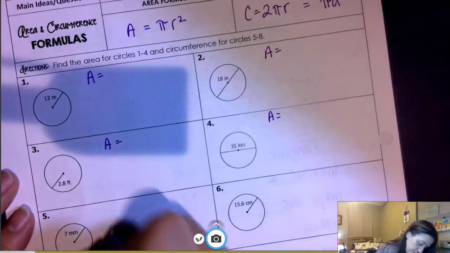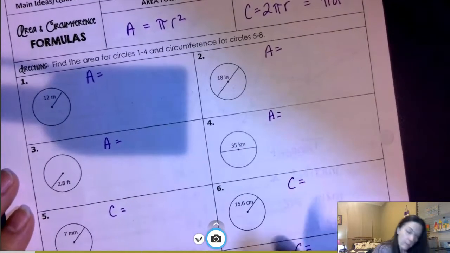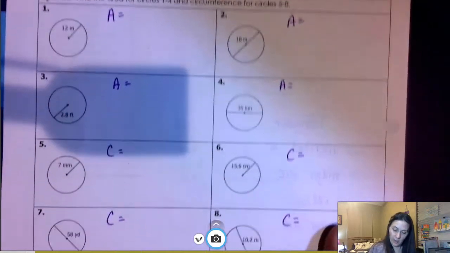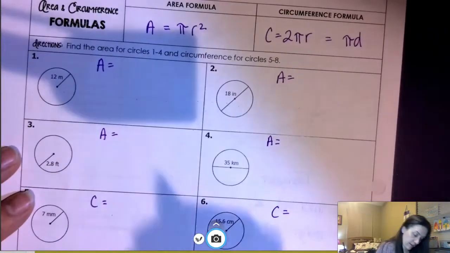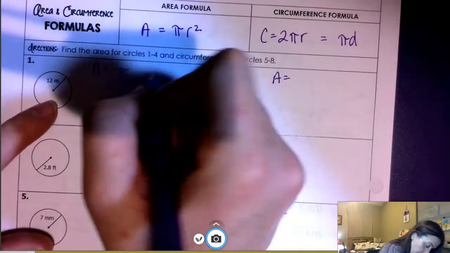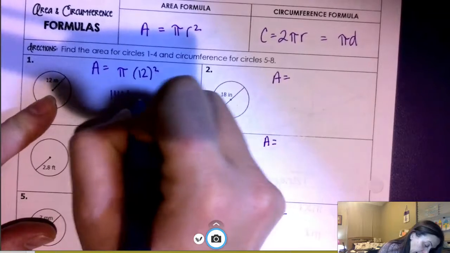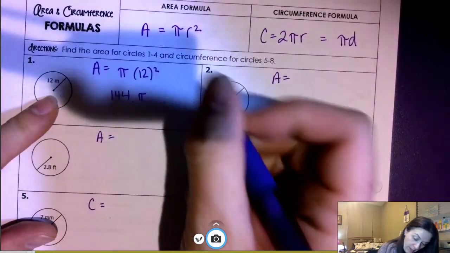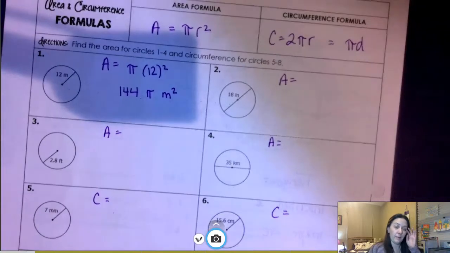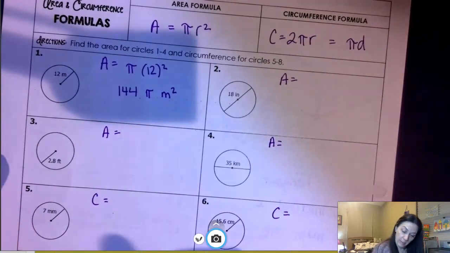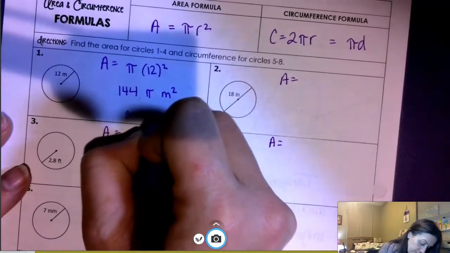Five through 8 is going to be circumference. Pause, do these all on your own. Okay, area, I write the formula each time probably. Area equals pi r squared. I'm going to get 144. I'm going to leave pi in my answer, pi meters squared. That's a better way to write it. I believe that's how you're going to be asked to do it most of the time. If you did it with a calculator, you should get approximately 452.39.